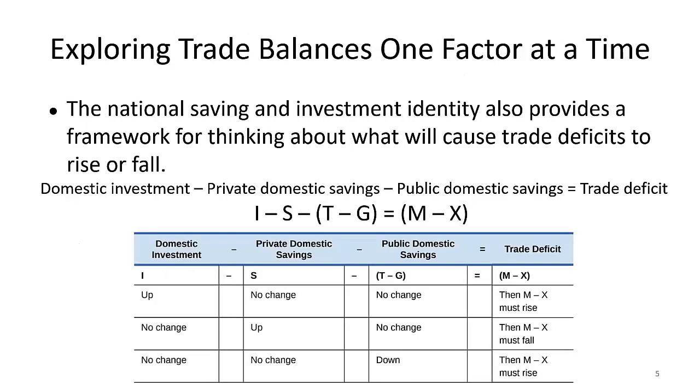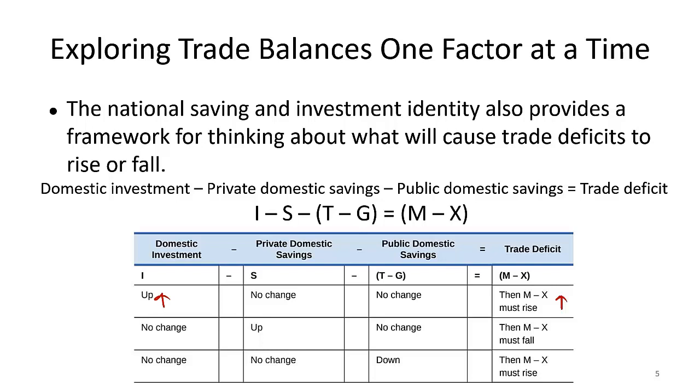So let's try to understand all this trade balance and budget deficit a little bit more using this graph, this figure. For example, if domestic investment goes up and there's no change in private savings and no change in government savings, that is T minus G, by definition your trade deficit has to go up. So if domestic investment goes up, trade deficit has to go up, assuming there's no change in private savings and no change in government savings.